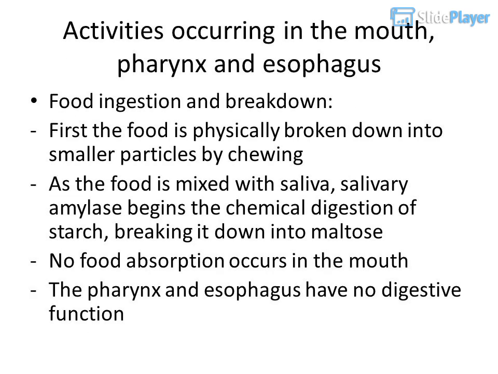Activities occurring in the mouth, pharynx and esophagus. Food ingestion and breakdown: first, the food is physically broken down into smaller particles by chewing. As the food is mixed with saliva, salivary amylase begins the chemical digestion of starch, breaking it down into maltose. No food absorption occurs in the mouth. The pharynx and esophagus have no digestive function.